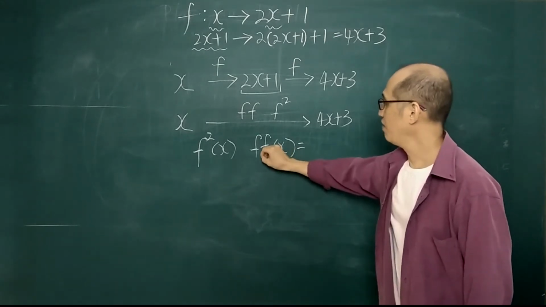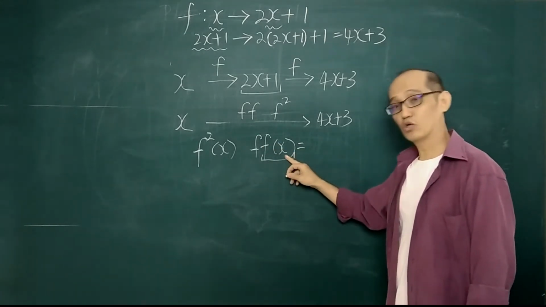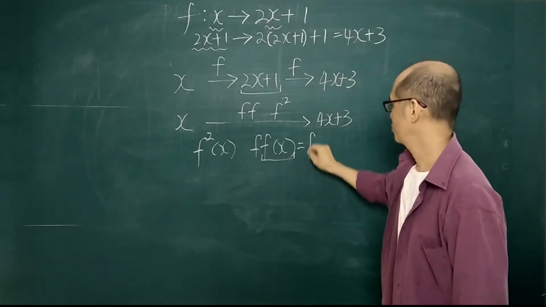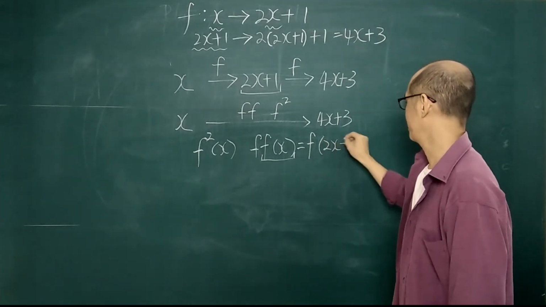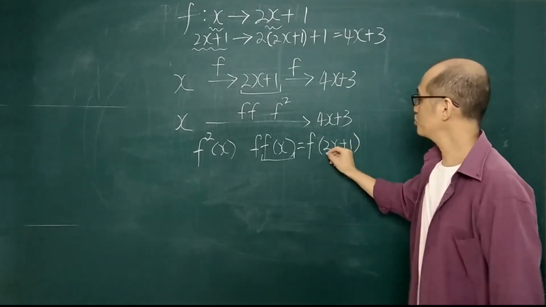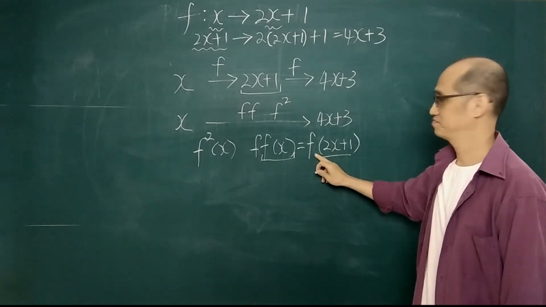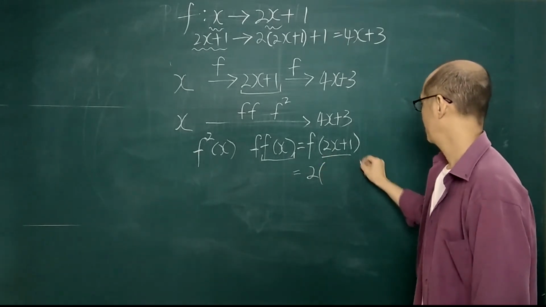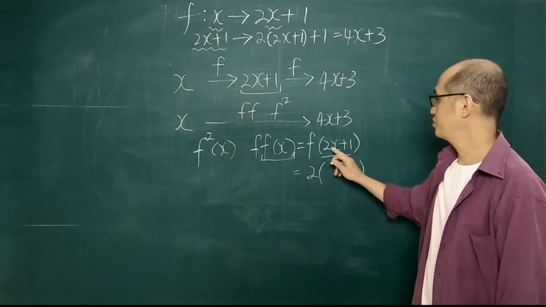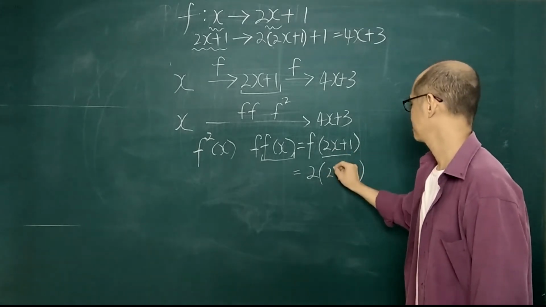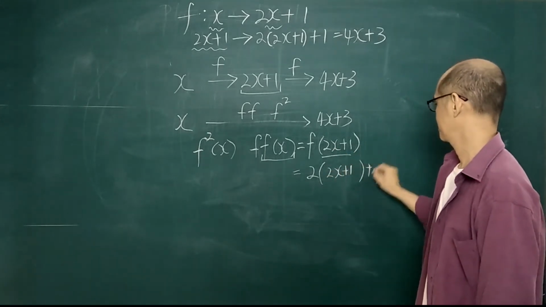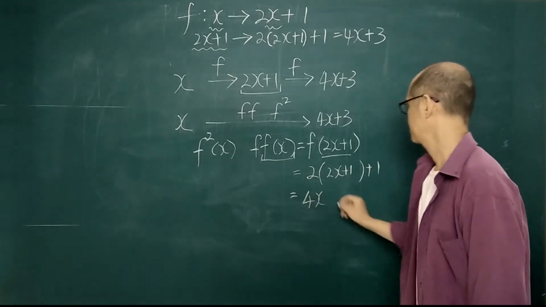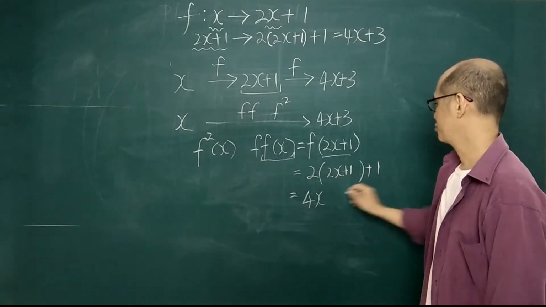Now fx, okay, x goes through the function f, and the image is 2x plus 1. So we have 2x plus 1 here. And then this 2x plus 1 goes through this function. This function is again 2x plus 1, but then the object now is 2x plus 1. And we get 2 times 1 is 2, plus 1, 3.